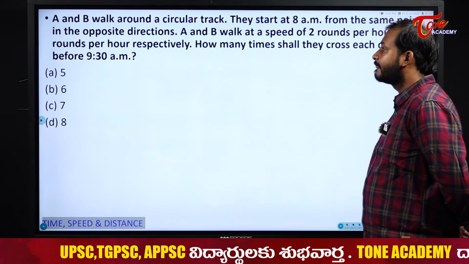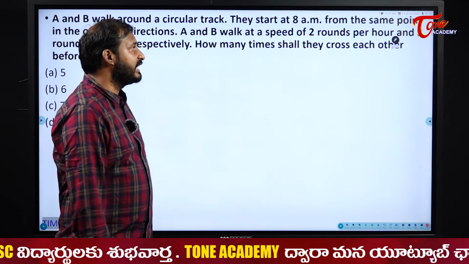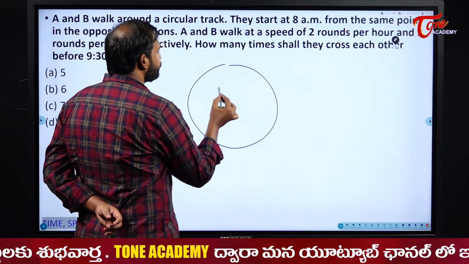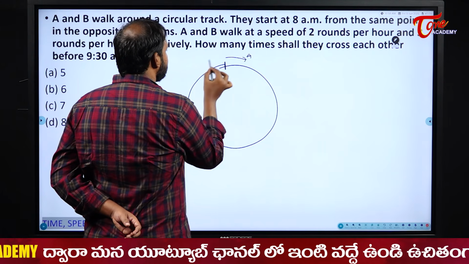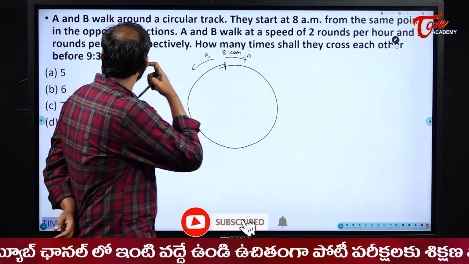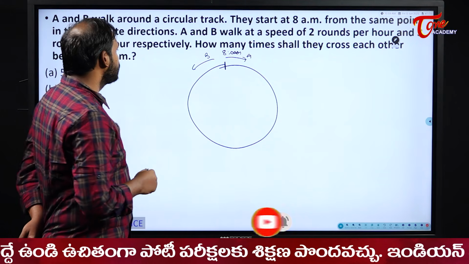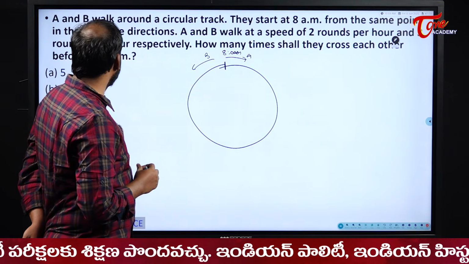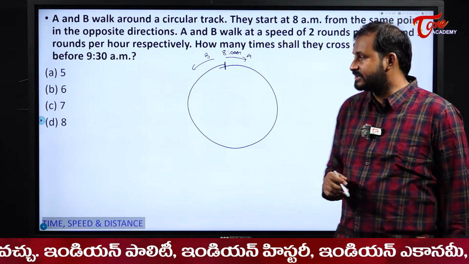Next one. A and B walk around a circular track. Okay, good, super. They start at 8 a.m. from the same point in opposite directions. Assume this is the starting point. A is walking in this direction and B is walking in this direction at 8 a.m. A and B walk at the rate of 2 rounds per hour and 3 rounds per hour respectively. How many times shall they cross each other before 9:30 a.m.? Okay, that is the question for us here.